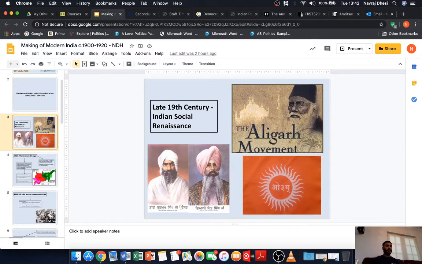These movements were firstly to build distinctive religious identities for each of the different religions, but also to combat the challenges that British modernization and westernization brought.